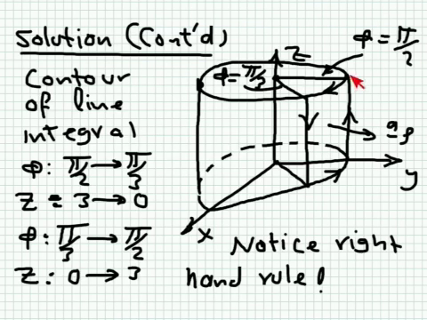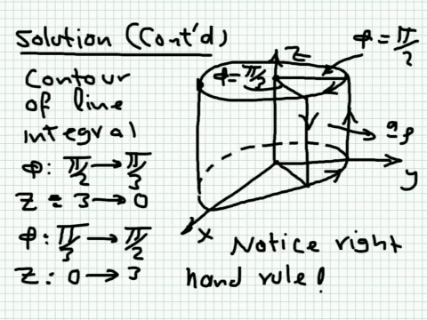The first one is over this one here, where phi is changing from pi over 2 to pi over 3. The second one is from here to here, when z is changing from 0 to 3 while keeping the 2 other coordinates fixed. The third one is from here to here, when phi is changing from pi over 3 to pi over 2, keeping rho and z fixed. The last one is this one here, when z goes from 0 to 3.